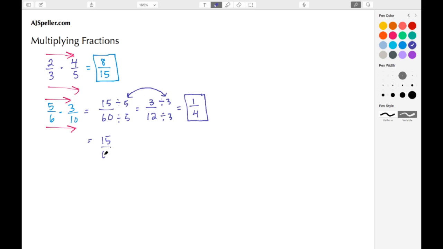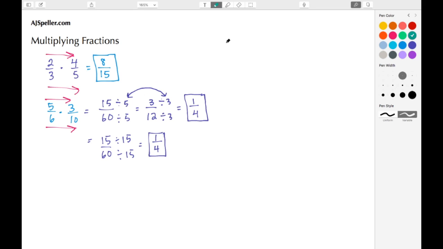So let me just rewrite the fraction here. So if we were to divide it by the GCF of 15 for the numerator and 15 for the denominator, well, 15 divided by 15 is 1, and 15 goes into 60 4 times. So there, with one simplification, we would have got to the answer that we needed. All right, let's do another example.